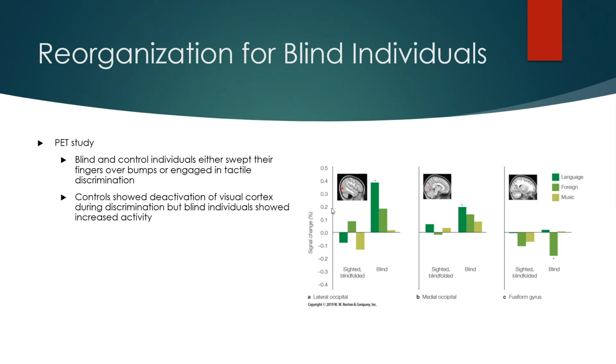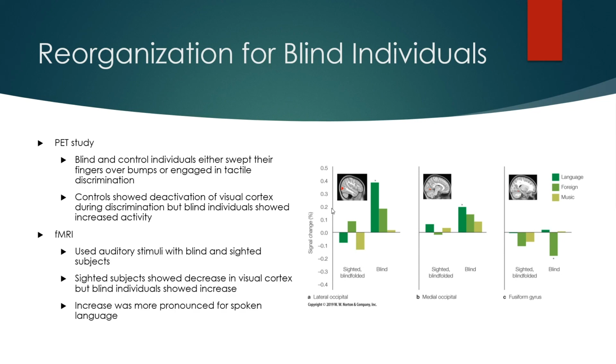Blind individuals had to swipe their fingers over bumps in a tactile discrimination task, and then they did it for actual Braille reading. They found that in the blind individuals, while they were doing the Braille reading, the visual cortex lit up. They also did another one just like it, using auditory stimuli, where they had them distinguish between two sounds. Visual cortex lit up for this too. So this is evidence that when you have takeover of these regions, it's usually multimodal. It's multiple senses converging in these areas.